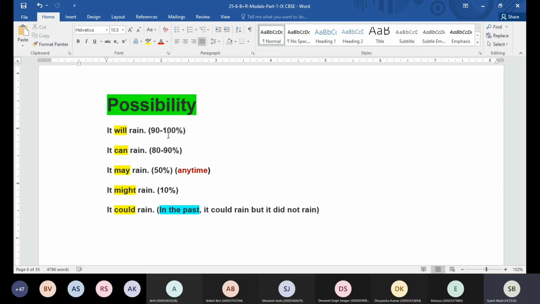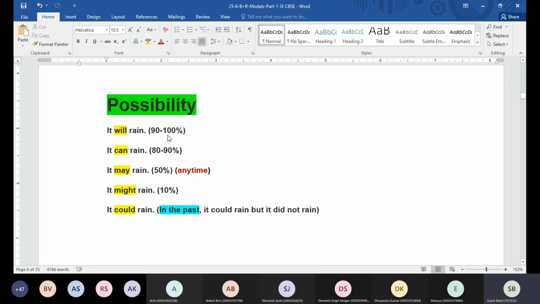Like if you say it will rain today, you are literally sure that it will really happen. If you say it can rain, again you are giving surety, higher chances you are talking about. If you have 50% surety, you can say it may rain. And for the least possibility, you can say it might rain. When you say it might rain, you are not sure about it. When you say it could rain, we are referring to the past. Any time from now, it was possible.